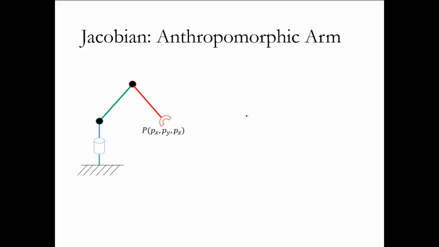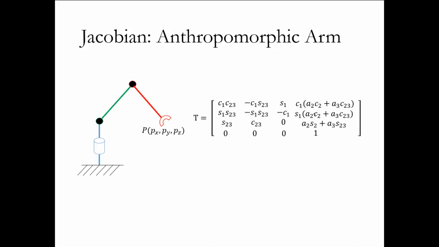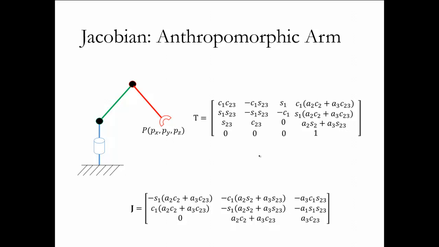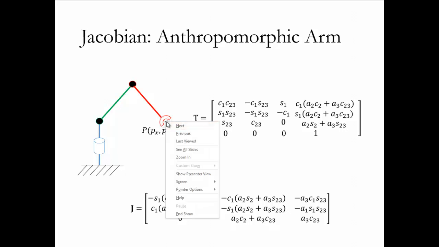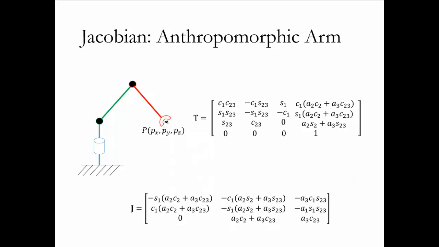Now we have the anthropomorphic arm. For this, the homogeneous transformation matrix looks like this, and then accordingly we have the Jacobian by simply differentiating all of these. This can make an object be placed in the x, y, and z directions only, no rotations possible.